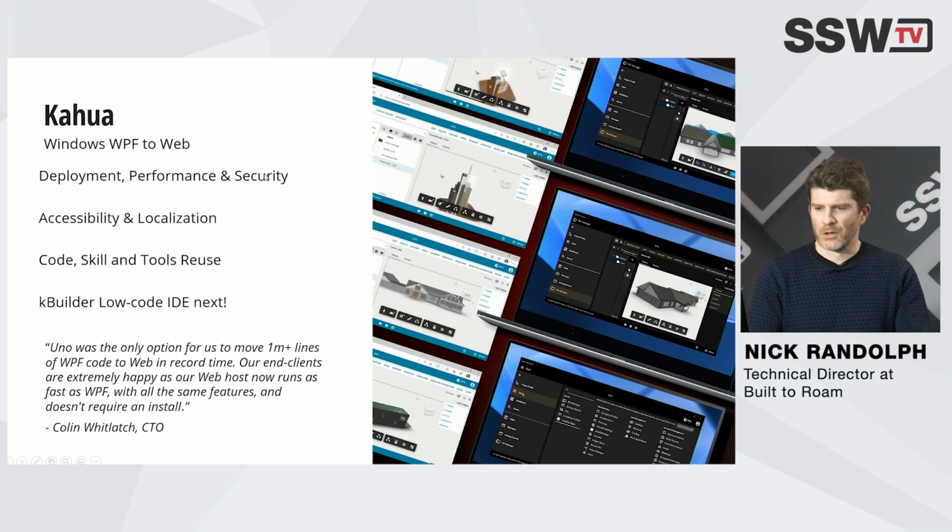Okay, Kahua. So this is a large-scale, enterprise-based application, and they're migrating from an old WPF-style application to the web. Okay, and they're doing that using the Uno platform. So the idea there is that they can take all of the existing source code that's all written in .NET and move it forward into the web without having to rebuild it all.